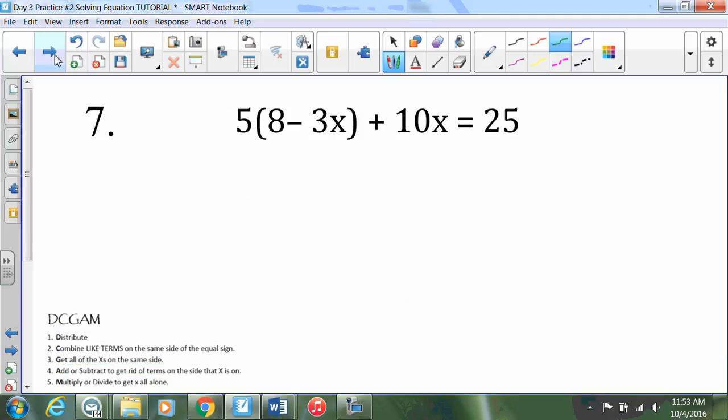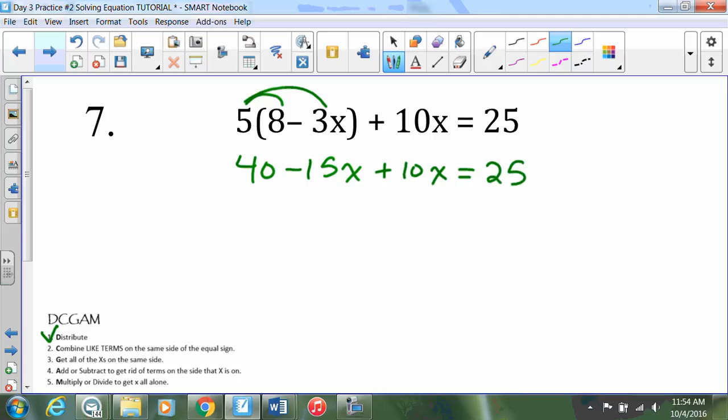Okay, moving forward. Yes, we can distribute. So let's go ahead and distribute. So 5 times 8 is 40. 5 times negative 3x is negative 15x. And that's all I can do. I just do one step at a time. So I distributed. Now I'm going to bring down everything else, and I'm going to move on to my next step.